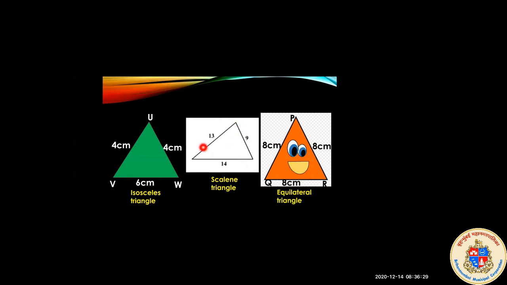When all the sides are different, that will be a scalene triangle. When two sides are equal, that will be an isosceles triangle. So these were the types of triangle based on sides, right?